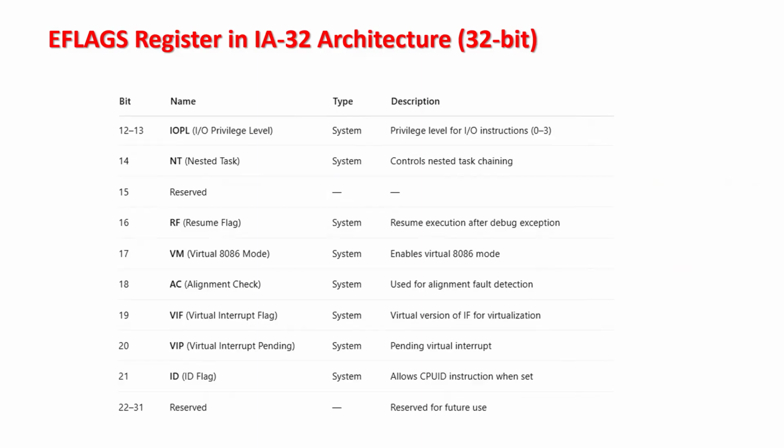17, VM, virtual mode, enables virtual 8086 mode. 18, AC, alignment check, used for alignment fault detection. 19, VIF, virtual interrupt flag, and 20, VIP, virtual interrupt pending. Both of them are used by virtualization systems. And 21, ID, the ID flag, allows the CPUID instruction, so that information about the CPU can be retrieved. Then the rest of the bits, from bit number 22 to 31, are reserved for future use. And this is about the flags register.